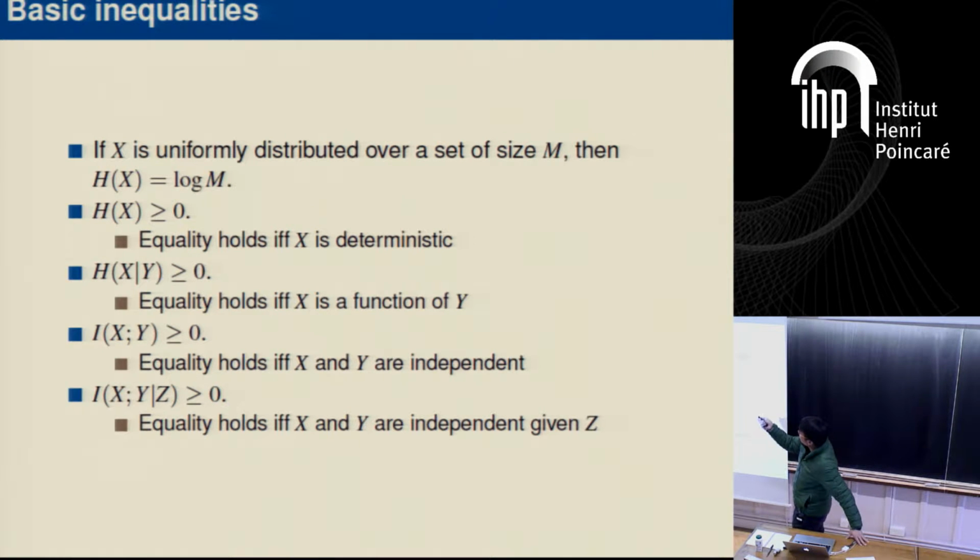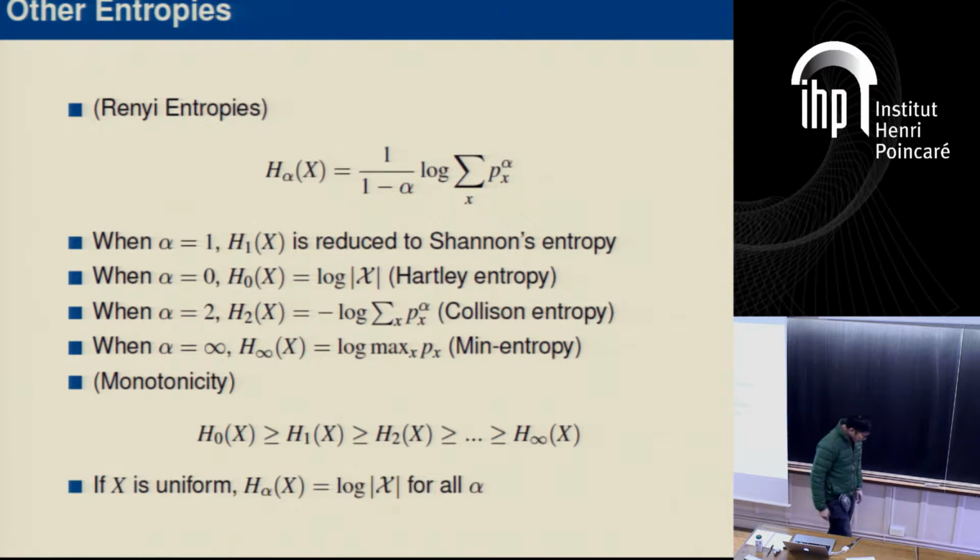Another interesting property is that when x is uniformly distributed over a set with m alphabet, its entropy becomes log m. That's useful to know. For example, when m is 2, it's 0 or 1. When x is uniform over 0 or 1, then it has 1 bit. That's a very nice feature. All right, so these are the Shannon entropies I described earlier.